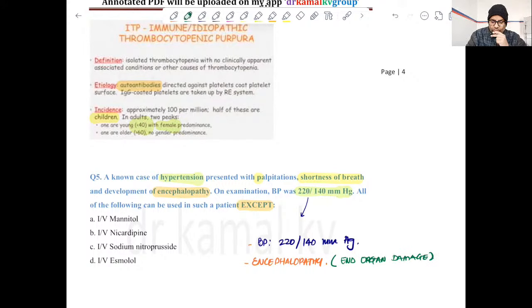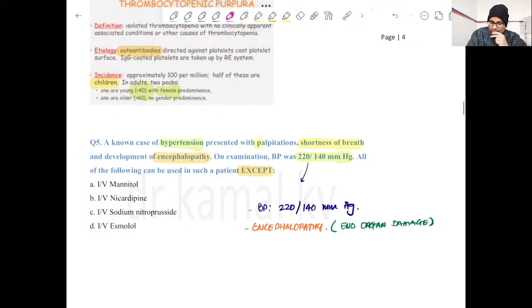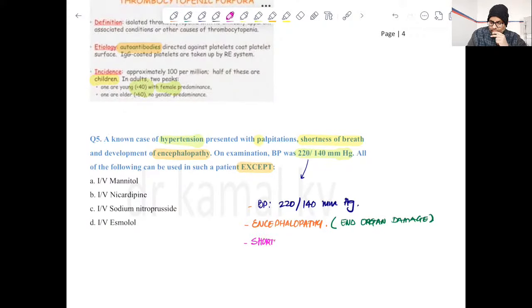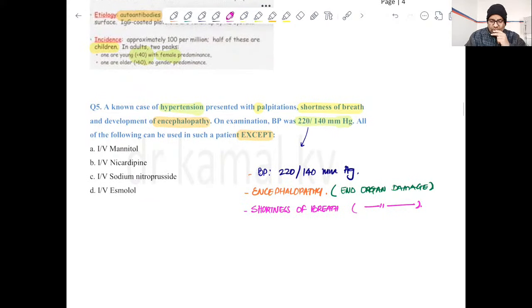Right? There is one more point related to end organ damage, and that is shortness of breath or dyspnea. Clear? So this is also end organ damage. So it means BP is extremely high, there is end organ damage. So this is hypertensive emergency. Clear? So this is hypertensive emergency, fine, because there is raised blood pressure plus end organ damage.